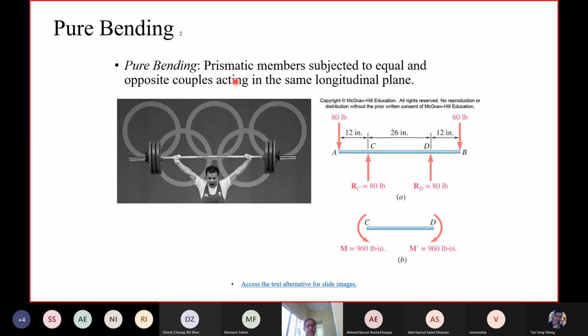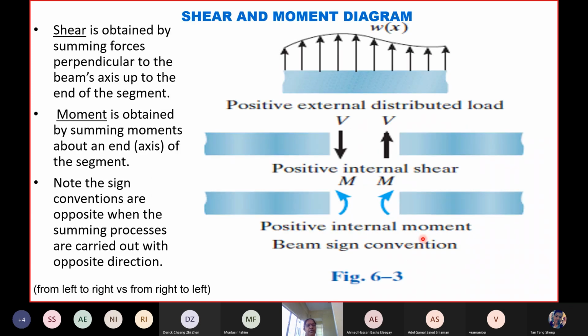Thus, pure bending is defined as prismatic members subjected to equal and opposite couples acting in the same longitudinal plane. Acting in the same longitudinal plane. Okay, only one dimensional, right? Above the longitudinal plane. So finally, the definition of pure bending or moment is: when the member is subjected to equal and opposite couples acting in the same longitudinal plane, it is called pure bending.